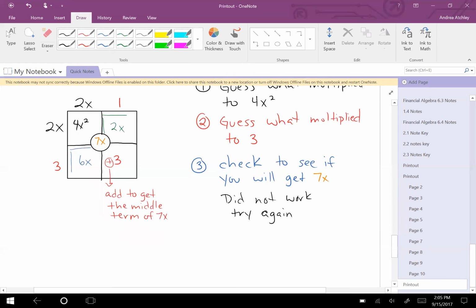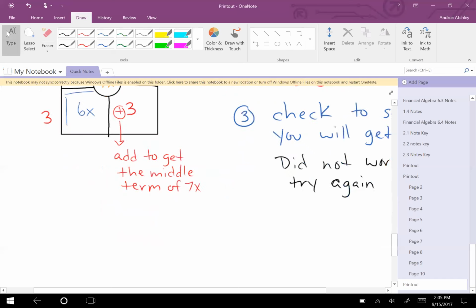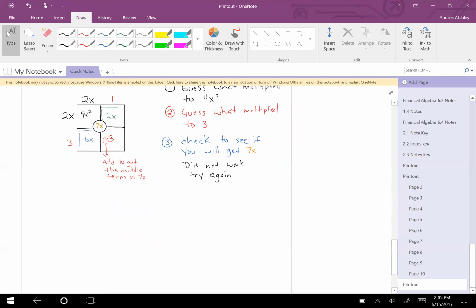Okay, so now I'm going to try again. I'm going to do the same steps again. I'm going to draw another box right below it. You don't have to keep drawing the box over and over again. You can just erase the numbers, but I want you to see the work we did when you come back to it for your notes, for your homework, okay? So I'll demonstrate how you guys can do it in your notes.